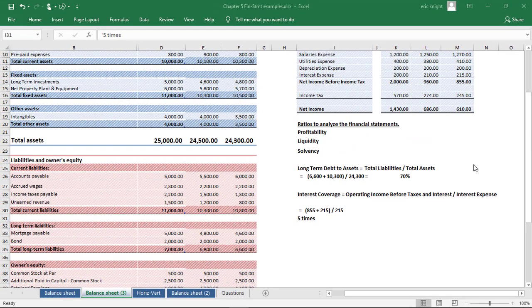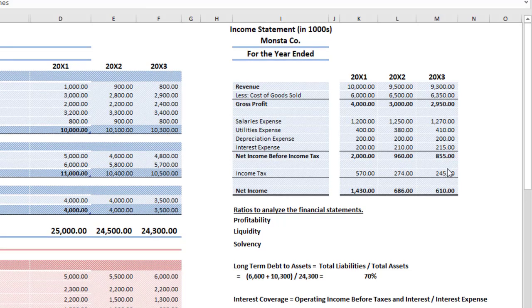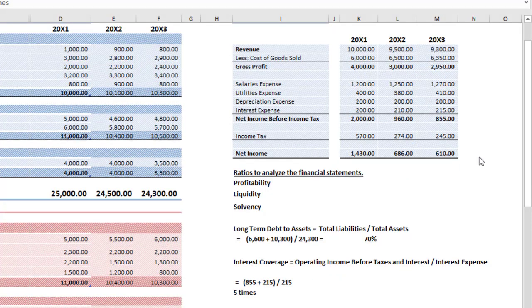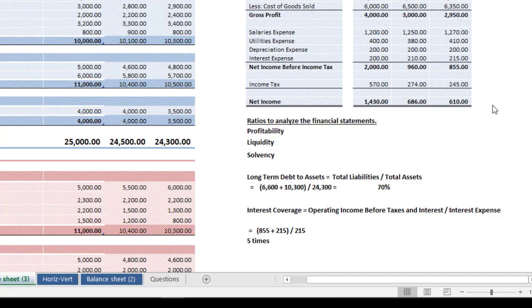Our last ratio we're going to look at is called interest coverage. And this is mostly a focus for our lenders, right, our creditors. So what we'll do is we take our operating income before taxes and interest. So here's our income before tax, but we want to do it before interest, so we'll add the interest back. So that gives us the operating income before the taxes and the interest, and then divide that by the interest. So we can cover our interest payments 5 times, and that gives us a feel for how well we're able to sustain our debt, our credit.